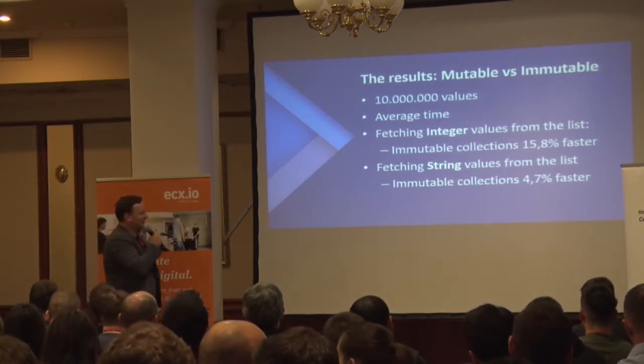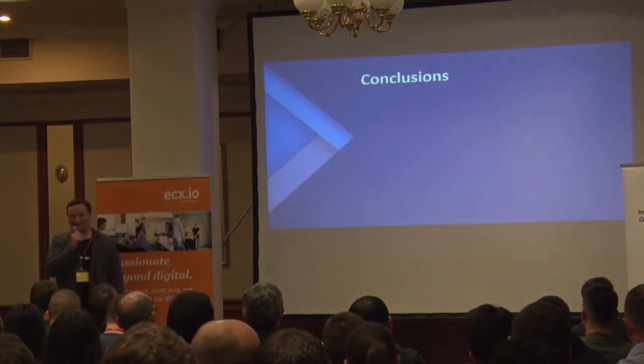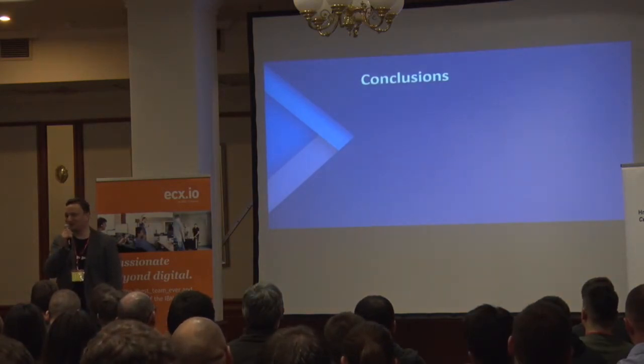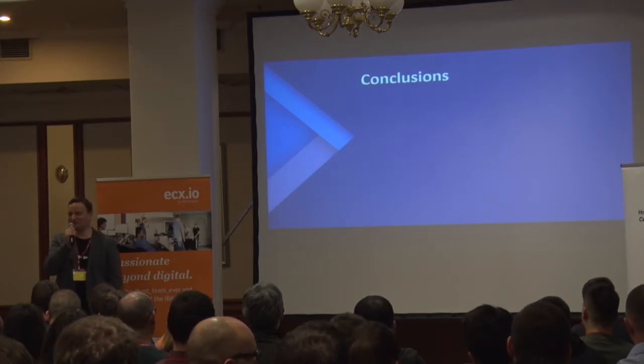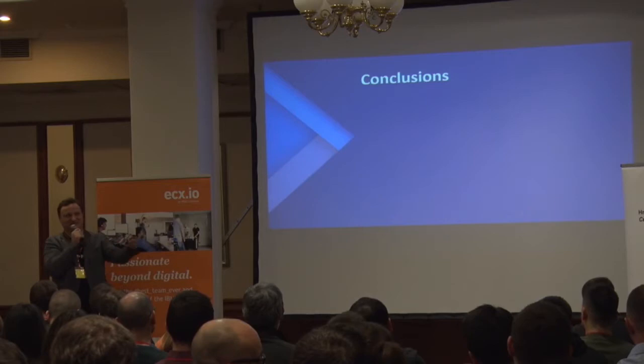Okay? So, conclusions: are immutable collections good or bad? What do you think? Should you start using them, or just continue like you did before? Because now it's much shorter to get an immutable list. List.of something, something, and there you go.